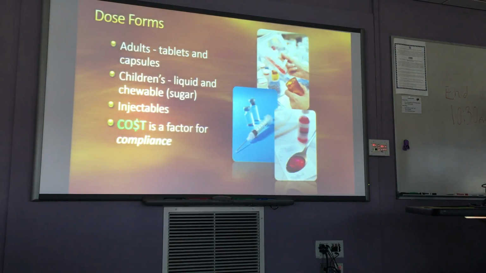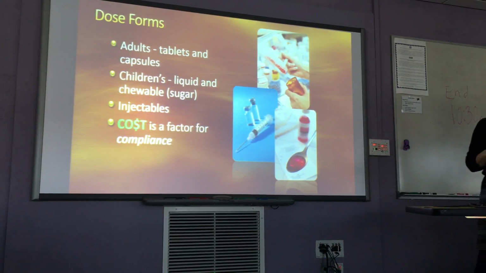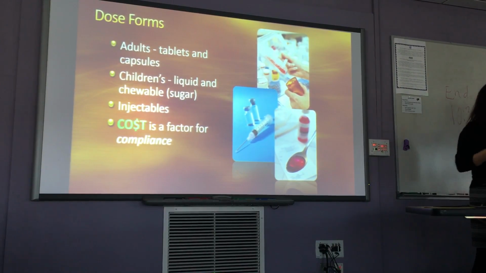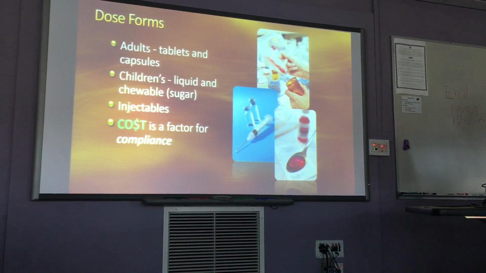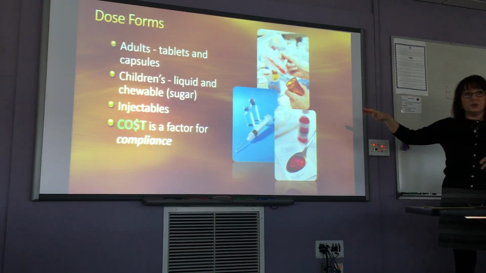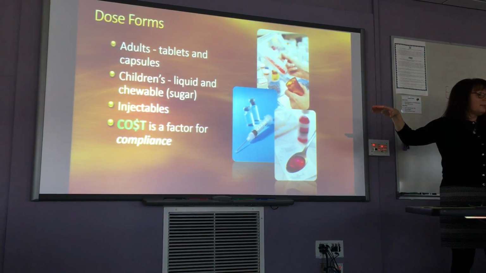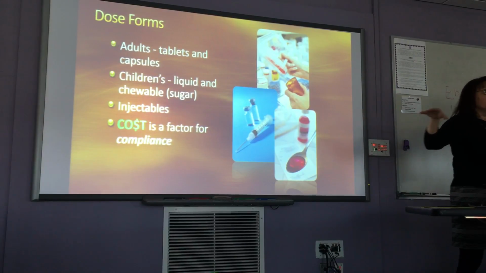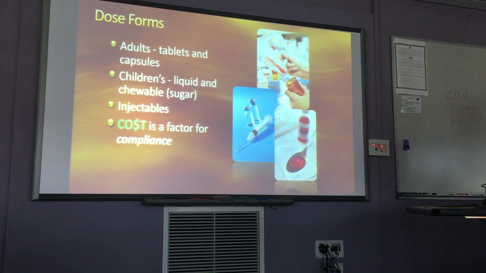In terms of dose forms, we know that antibiotics come in a lot of forms. So there's tablets, there's capsules, there's liquids, there's chewables, injectables. And we should remember the cost of antibiotics, because some of the newer ones, right? Have you ever been shocked by a prescription? Some of the newer ones are extremely expensive.